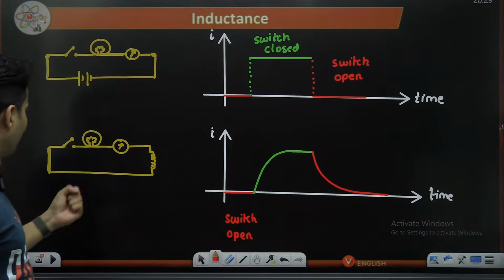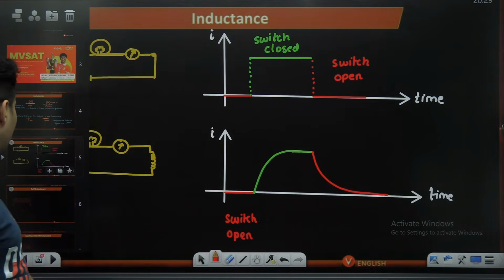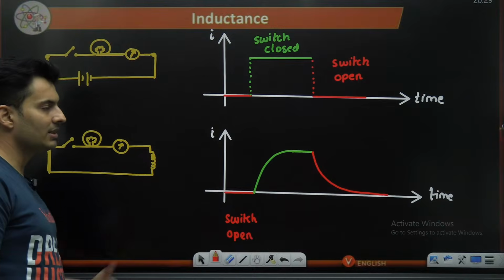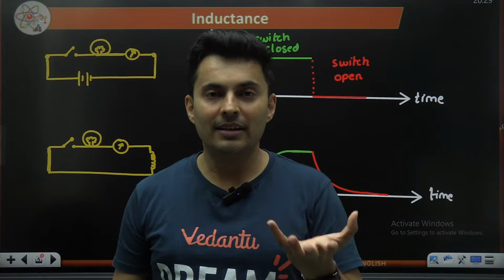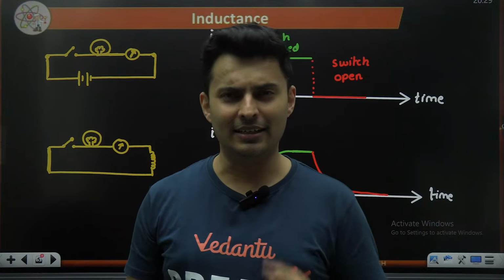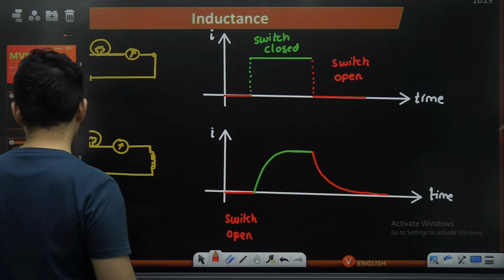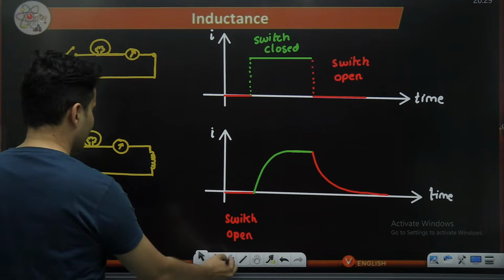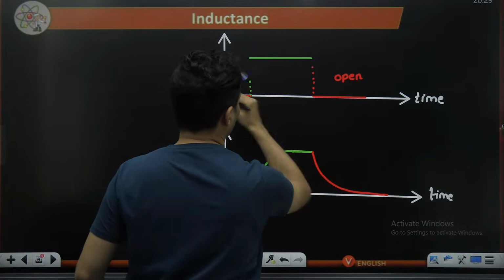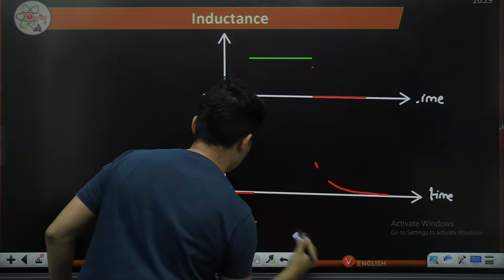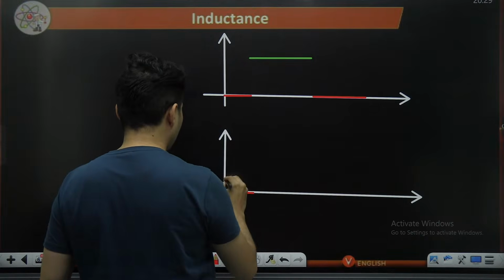Okay. Now that we got the feel of what an inductor is and what inductance is, let's understand the two kinds of inductance which are there. There is self-inductance, and the second one is called mutual inductance. Okay, self and mutual. So, what is the difference between the two? Let me explain.